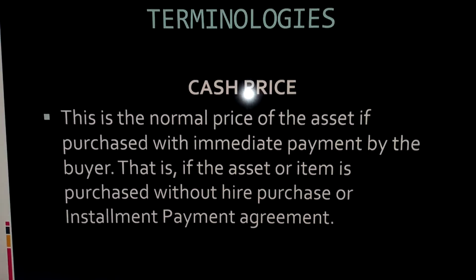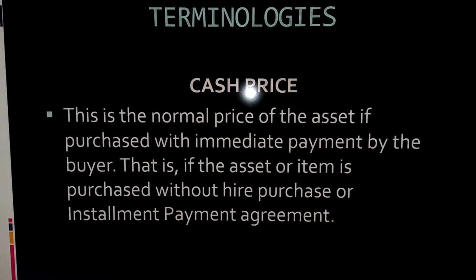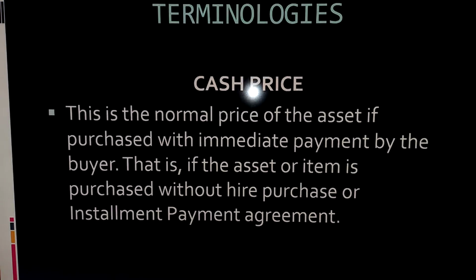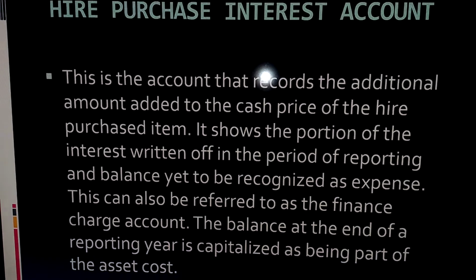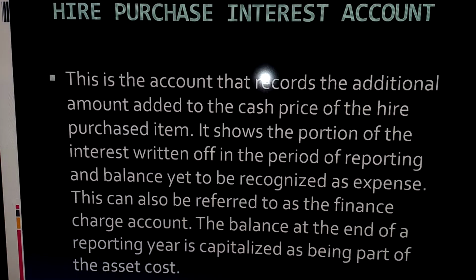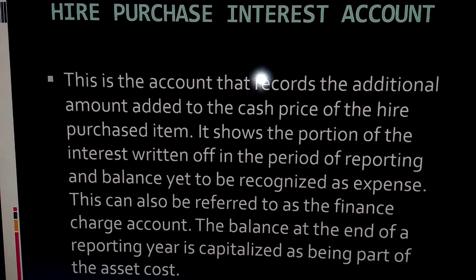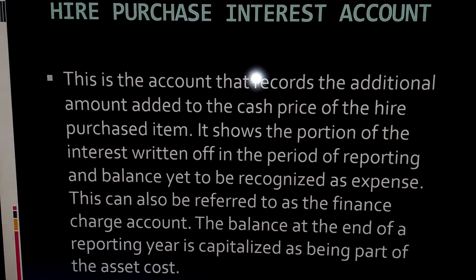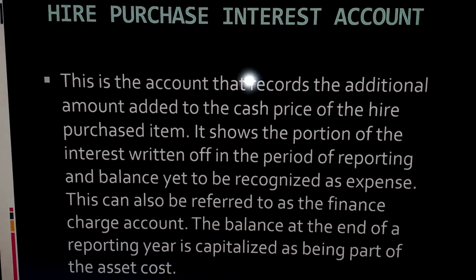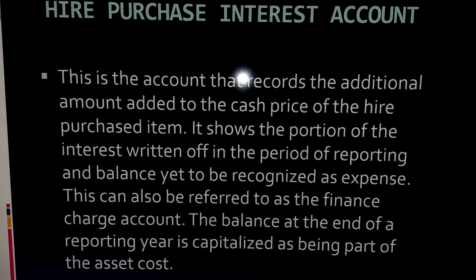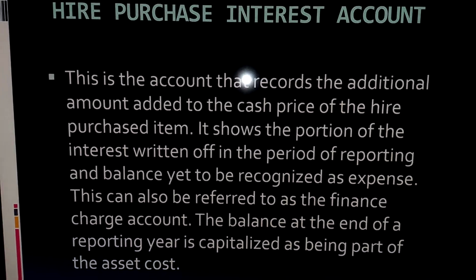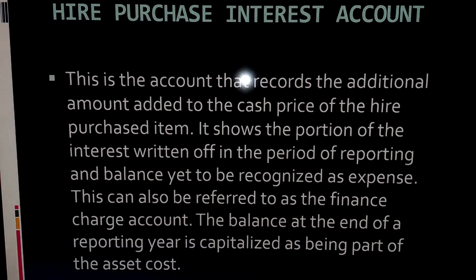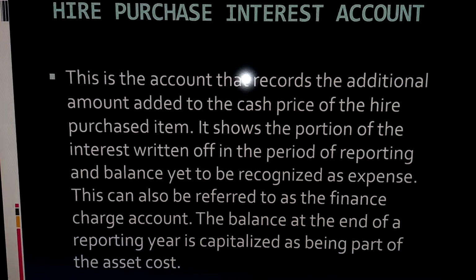But if you're paying over a period of time, then you're paying the hire purchase price, which is cash price plus the interest. So the hire purchase interest account is the account that captures the additional amount added to the cash price. We already established that 1 million is the cost of the item, the cash price of the item. So let's say the hire purchase price is 1.5 million. That means you have 500,000 as an interest. So the account that captures it from the buyer's perspective is the hire purchase interest account.